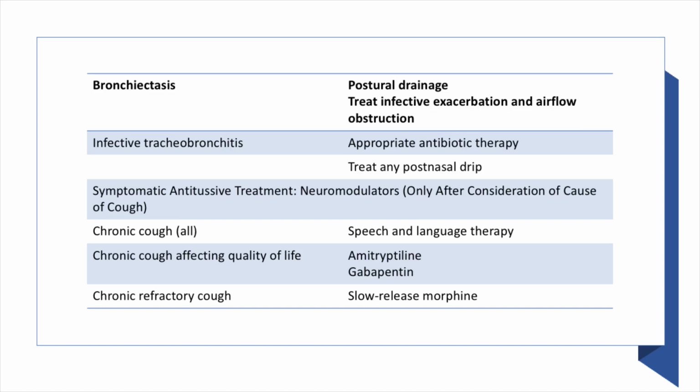In symptomatic antitussive treatment, neuromodulators only after consideration of cause. And in chronic cough, in all cases, speech and language therapy is required. Chronic cough affecting quality of life, amitriptyline and gabapentin, that is neuromodulators. Chronic refractory cough, we can go for slow release morphine.